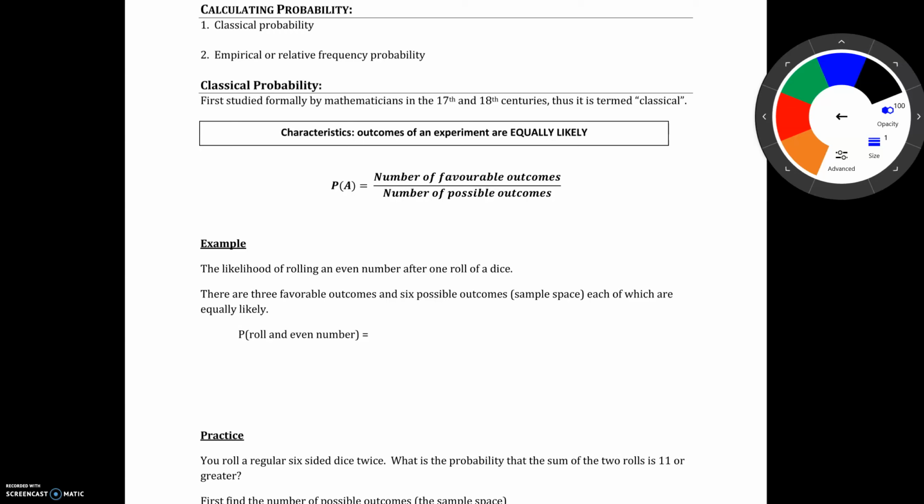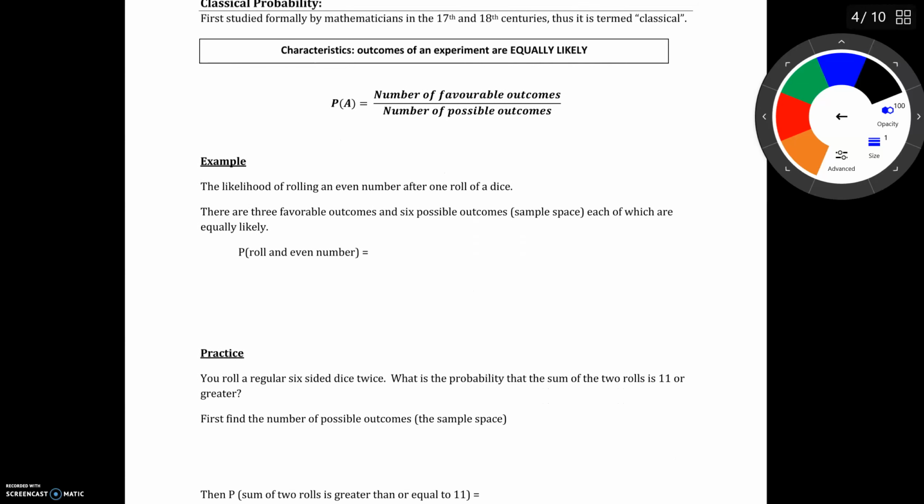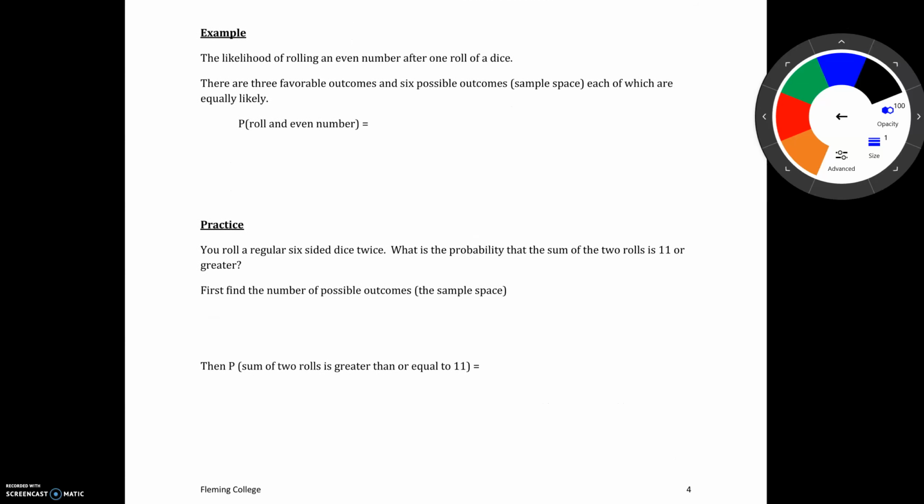So, calculating probabilities, much like calculating percent, is looking at a ratio between two numbers. It's looking at the ratio between the number of desired outcomes relative to the total number of possible outcomes for an event. So if we think about rolling a dice, right, then we might be interested in what the probability is of rolling an even number after one roll of the dice.